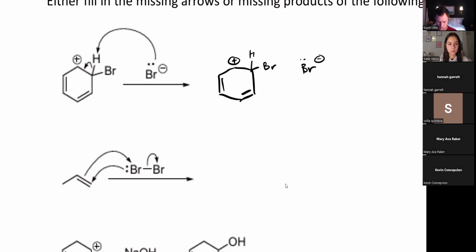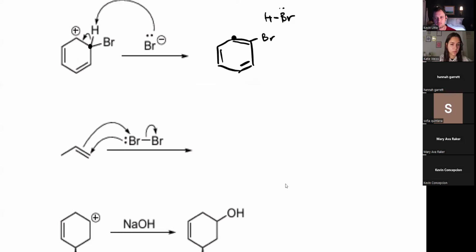What's realistically happening here is that bromine is forming a bond with this hydrogen, so I'm going to change that. I've got HBr, and that bromine is no longer negatively charged. That hydrogen is no longer attached to this carbon, and those electrons went to this bond, which means this carbon gained electrons and is no longer positively charged. So that would give me the answer here.